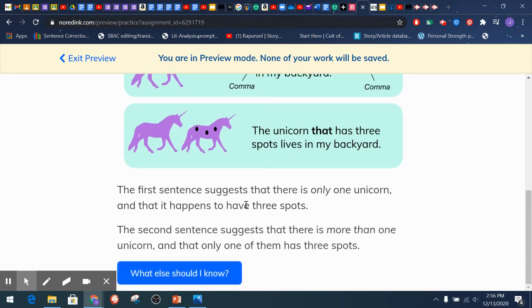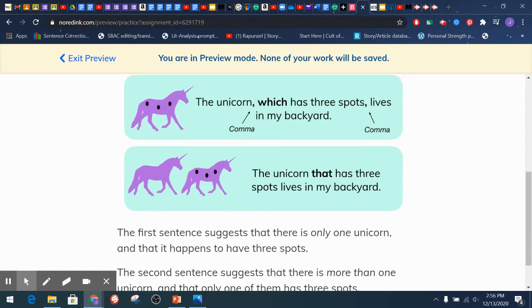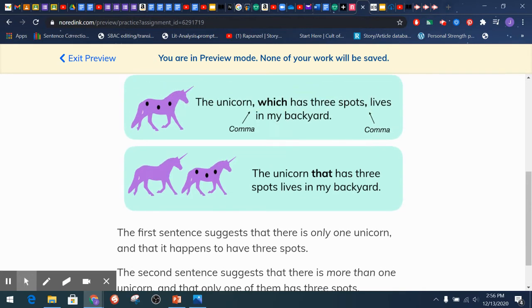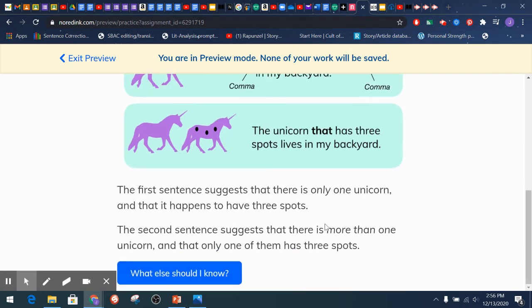So the first sentence suggests there's only one unicorn and that it happens to have 3 spots. The second sentence suggests that there is more than one unicorn and that only one of them has 3 spots. That might sound confusing. If you spend some time looking at it, you'll probably be able to make sense of the difference between the two. What I'm telling you is that when you do use the word which, the which phrase must be separated from the rest of the sentence by commas.